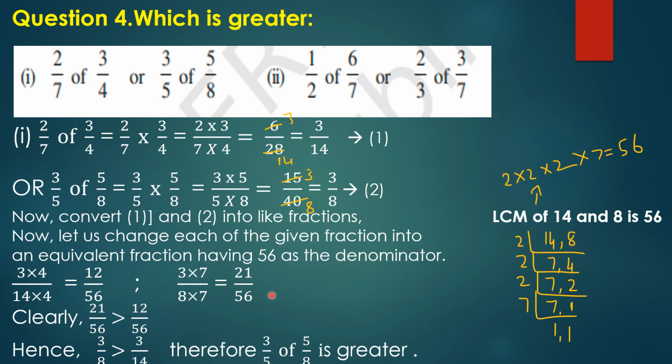Now we have the same denominator. So in the numerator, which is greater? 21 is greater than 12. Therefore 21 by 56 is greater than 12 by 56. Therefore what is 21 by 56? It is 3 by 8. So 3 by 8 is greater than 3 by 14. So what is 3 by 8? It is nothing but 3 by 5 of 5 by 8. Therefore 3 by 5 of 5 by 8 is greater out of these two fractions.